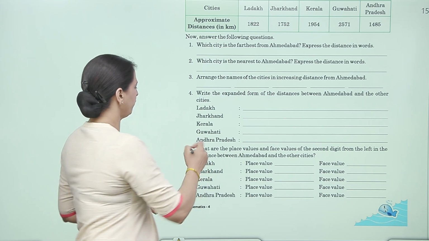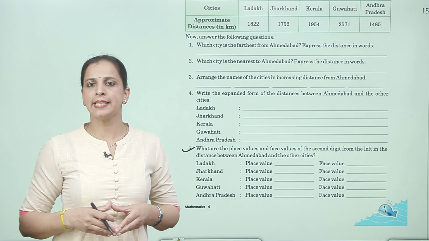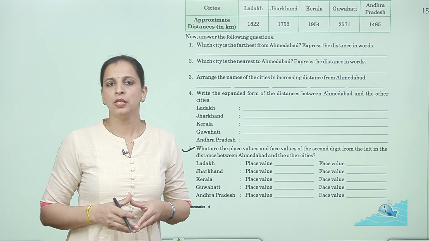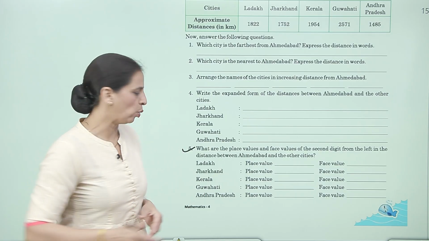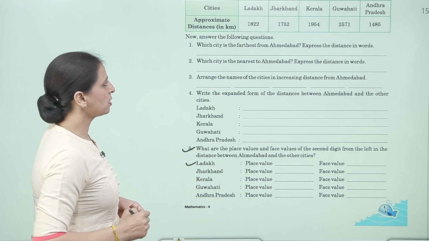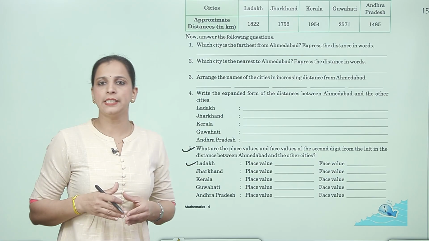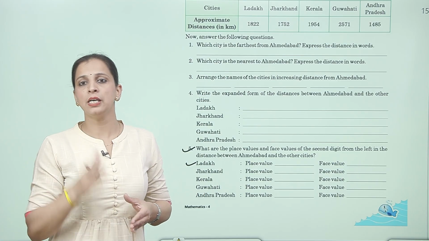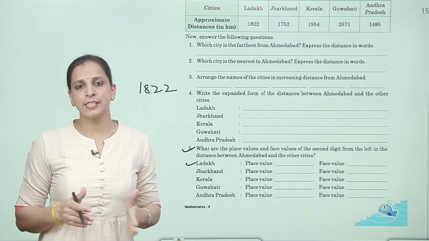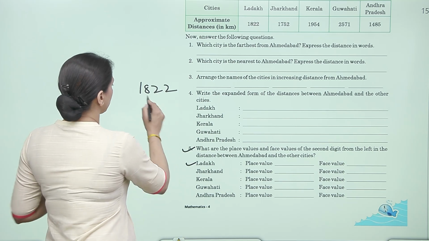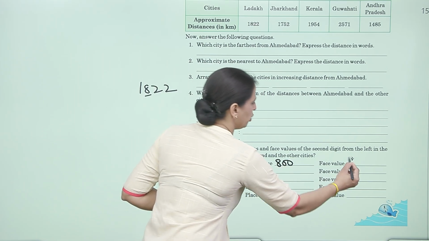Now question number 5. What are the place values and face values of the second digit from the left in the distances between Ahmedabad and the other cities? Now Ladakh is 1822, and the second digit from the left side is 8. So place value is 800 and face value is 8.